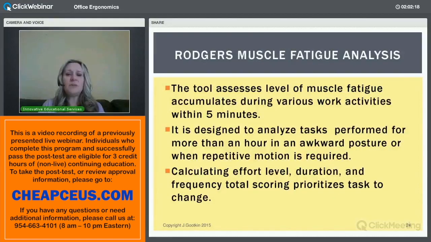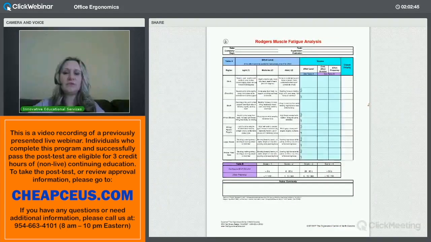The Rogers muscle fatigue analysis. Rogers takes into effect that rapid fatigue is more likely to lead to injury susceptibility. So if a muscle group is fatiguing, it's unable to perform its function, as we know, and it'll lead to postural instability, potential for injury, substitutions, compensations, things of that nature that place the individual at risk.